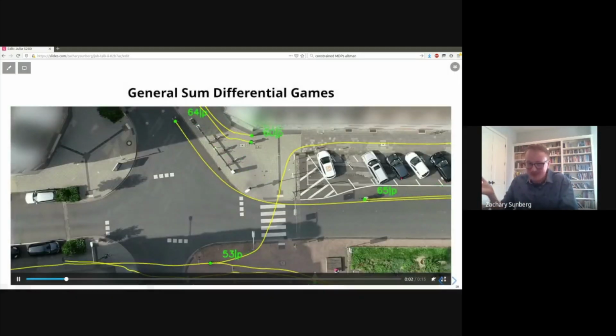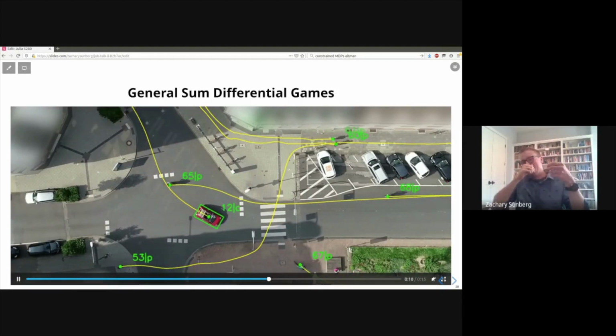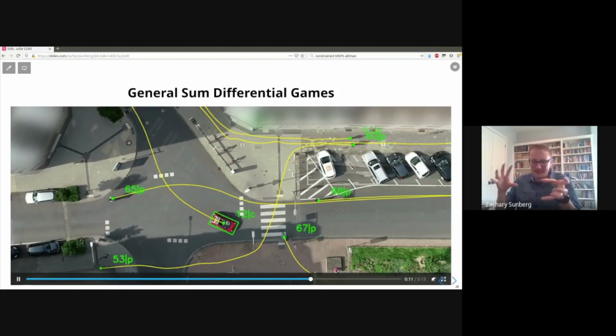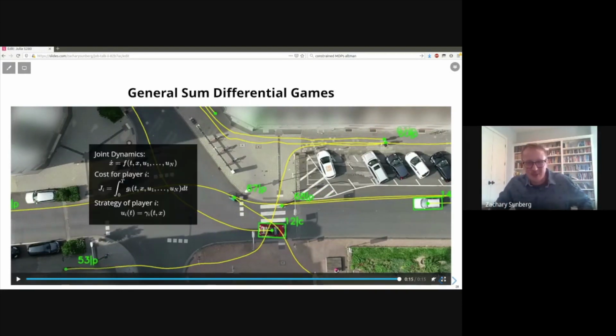A couple other new things that we're doing. One of my students has been investigating differential games. So in this case, there's no longer a POMDP, but there's actually this game situation. We have some continuous dynamics, and each player has their own cost function, and they are all simultaneously trying to optimize it. So instead of an optimization problem, this is a game.